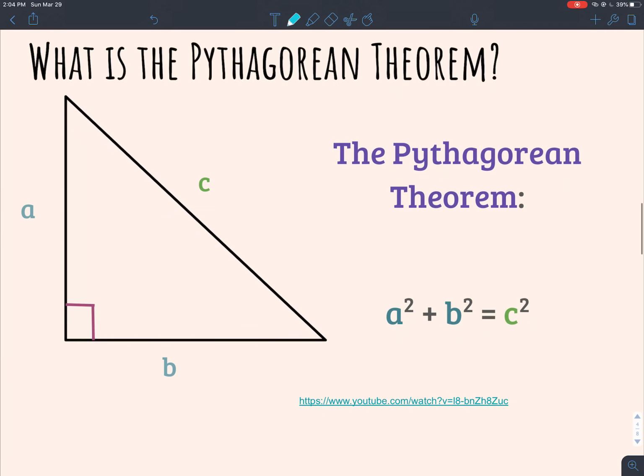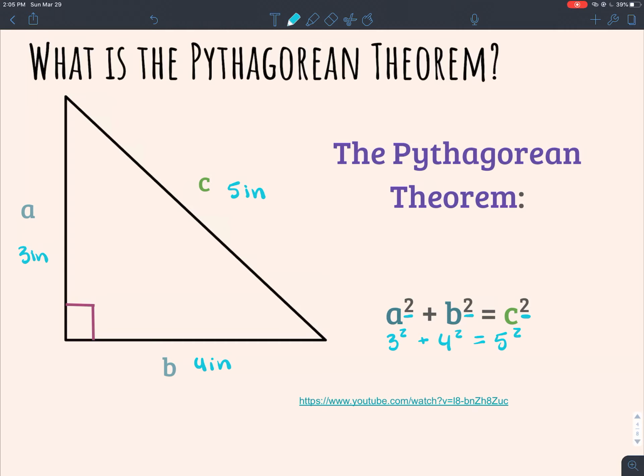So what is the actual Pythagorean theorem? The Pythagorean theorem is a squared plus b squared equals c squared. The really important thing is that we are raising each number to the power of 2. So if we go back to that 3-inch, 4-inch, and 5-inch triangle from before, I could plug those in. I could do 3 squared plus 4 squared is equal to 5 squared.